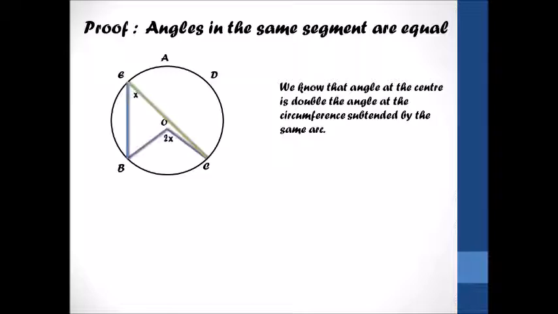We know that the angle at the center is double the angle subtended by the same arc at the circumference of the circle. Let us construct more angles at the circumference, angle A and angle D. Hence, the theorem angles in the same segment are equal is proved.